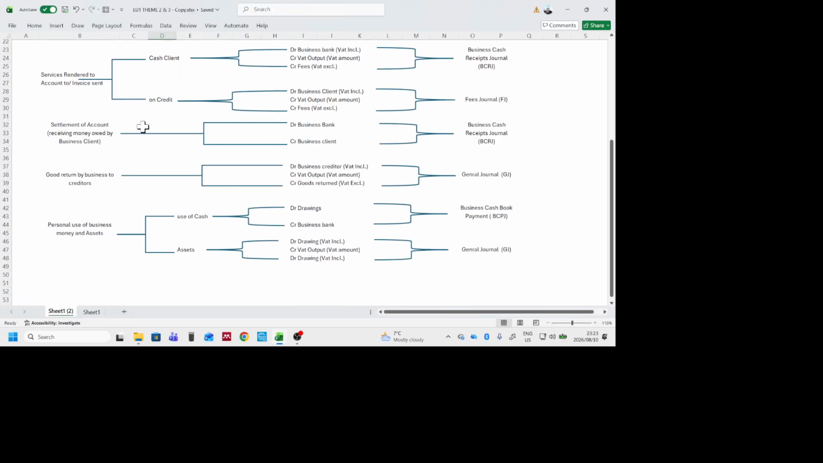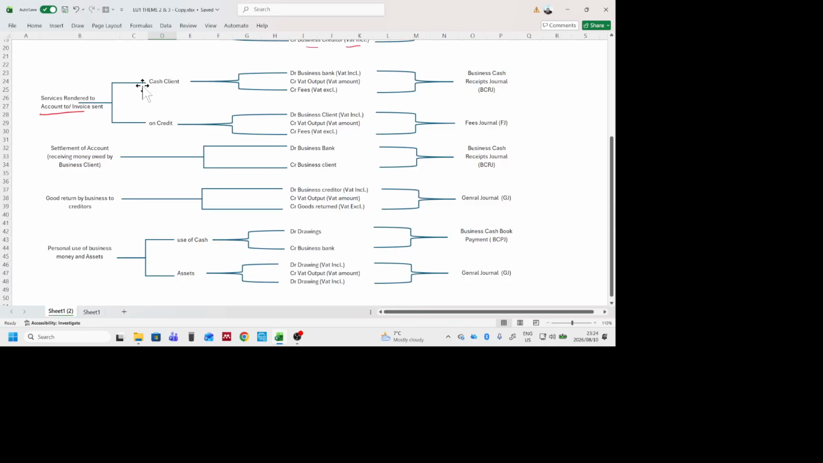Now, moving forward to the second type. For the second type, we have rendered to, invoice to, or invoice sent, or account to. Normally in your business transactions, you're going to be looking at a transaction where it says that you rendered the service to a specific client, or you accounted to this particular client, or an invoice was sent to this client for a service that has been rendered.